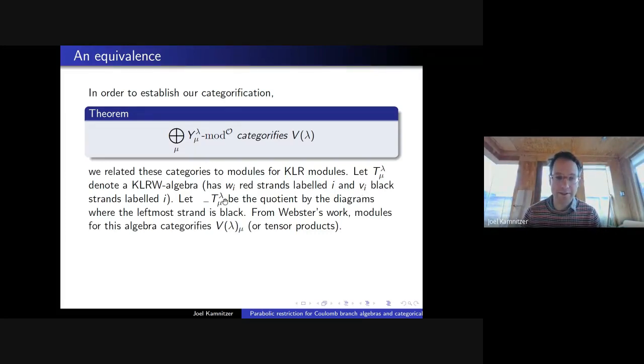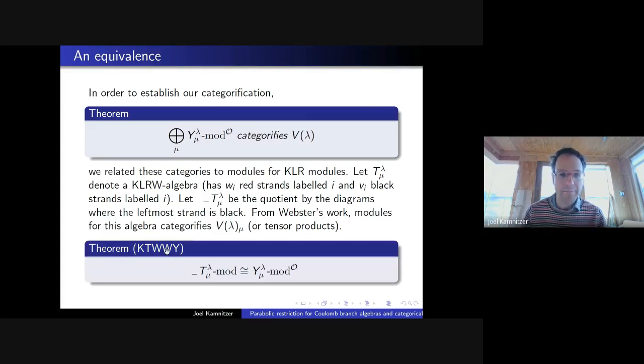And then I consider this usual cyclotomic quotient where I quotient by the diagrams where the leftmost strand is black. And then from Webster's work, modules for these algebras categorify these weight spaces in V lambda, or more generally, their tensor products. And so the theorem we proved in order to establish the theorem at the top of the page is that this category O is actually equivalent to modules for these KLRW algebras.